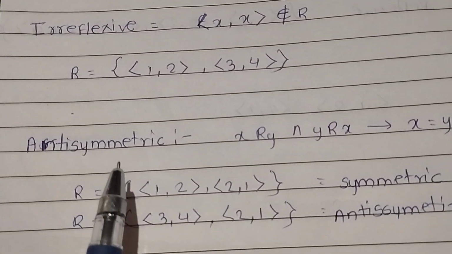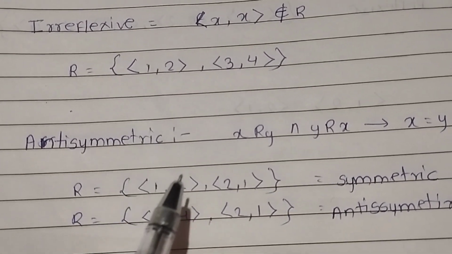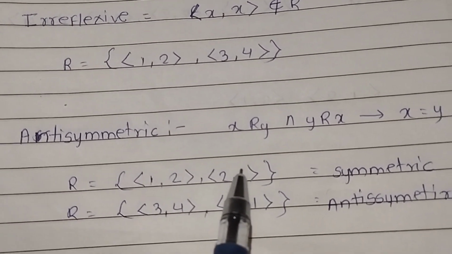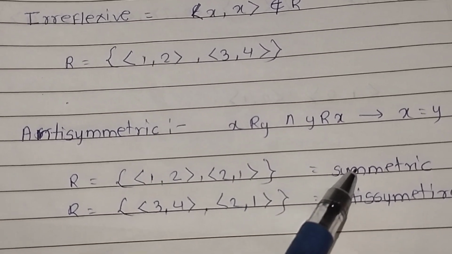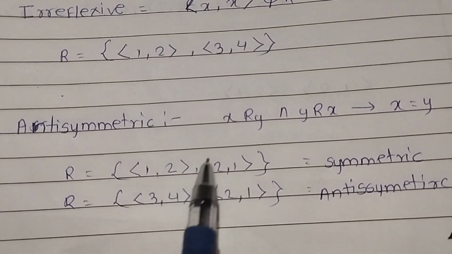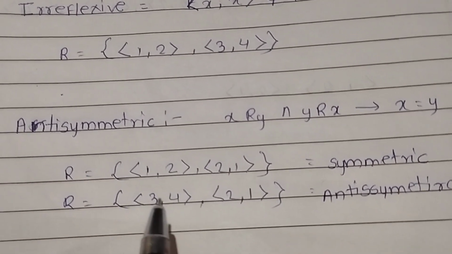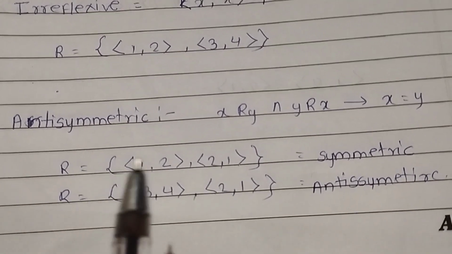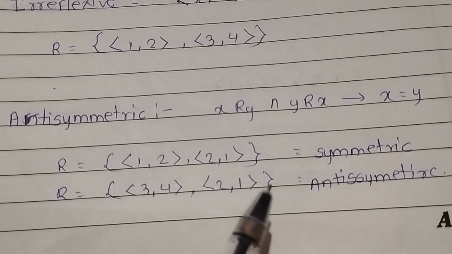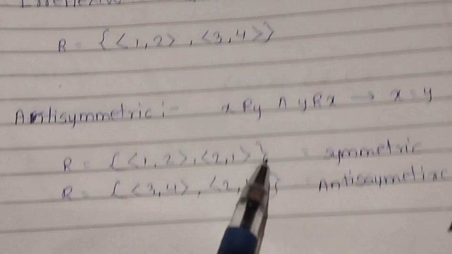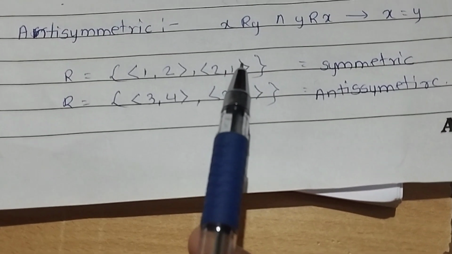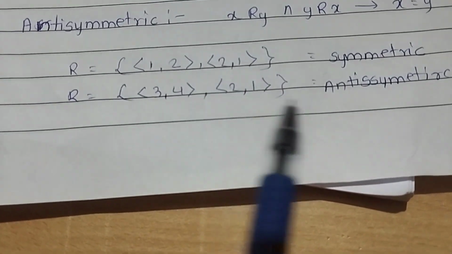And next is antisymmetric. In symmetric we have a pair like 1 2, then 2 1 is also present; that type of set we call symmetric. Antisymmetric is the opposite. We don't want symmetric pairs in the given set. We want different elements like 3 4, 2 1, 5 6. We don't want that kind of pair; if it is present, then it is not antisymmetric. This is a symmetric element and this is antisymmetric.